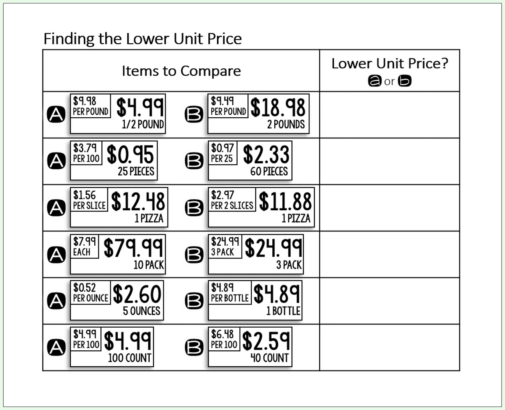So if we work through A, the first one together, price per unit, so $4.99 divided by, now this is half a pound, so I'm going to do it as 0.5 because of my calculator. This is the correct price per pound. Now let's do the other one, 18.98 divided by 2 pounds. $9.49, this is correct. So the lower price is going to be the option B.